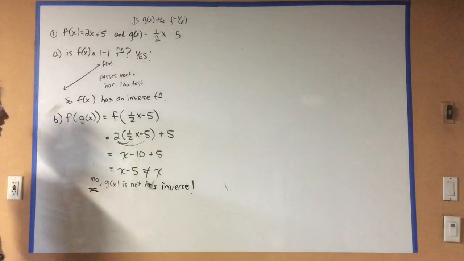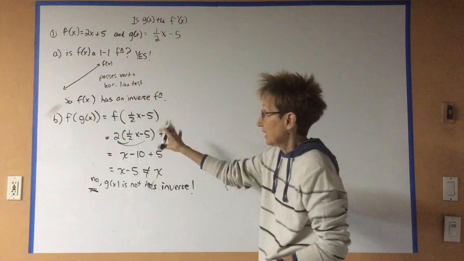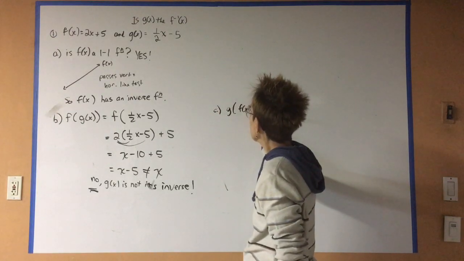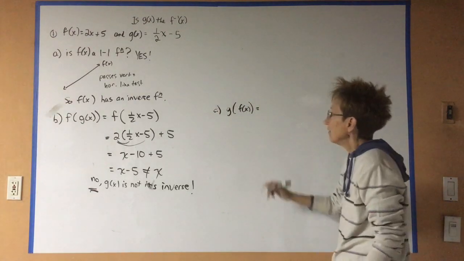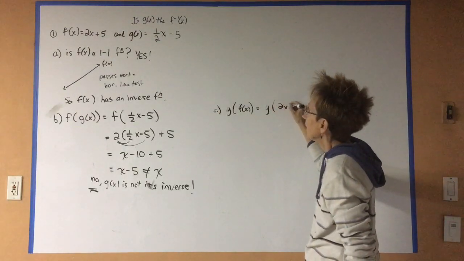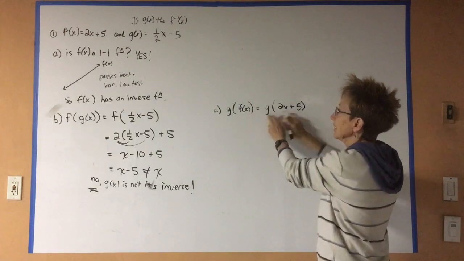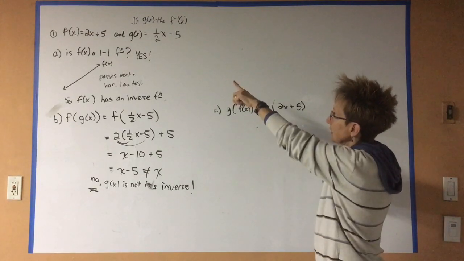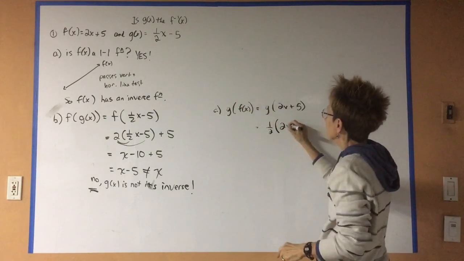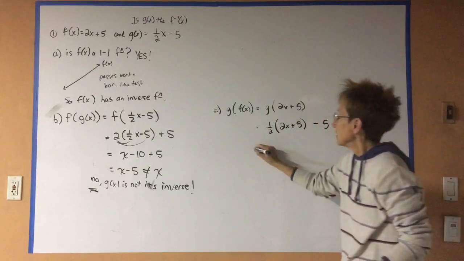No. But for practice, or maybe just to make sure I didn't make a mistake on this one, let's do it the other way around, g of f of x. So g of f of x means take g, put f into it. F is 2x plus 5. So there's f of x. So I'm going to put that into g. So g says 1/2 times x. So I replace x with 2x plus 5. And then subtract 5. So let's see.